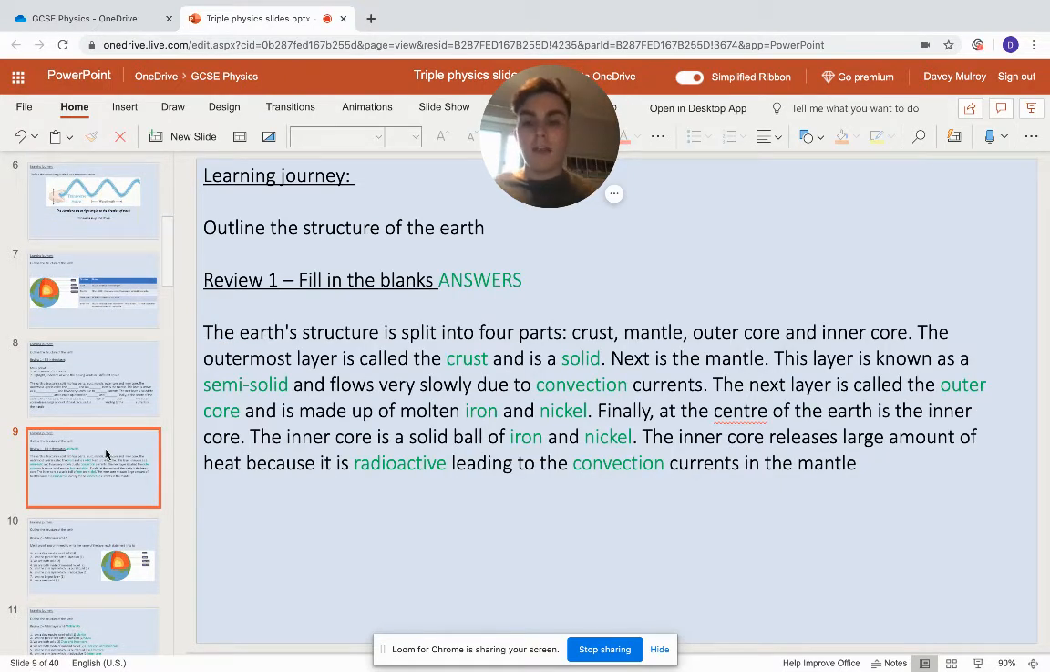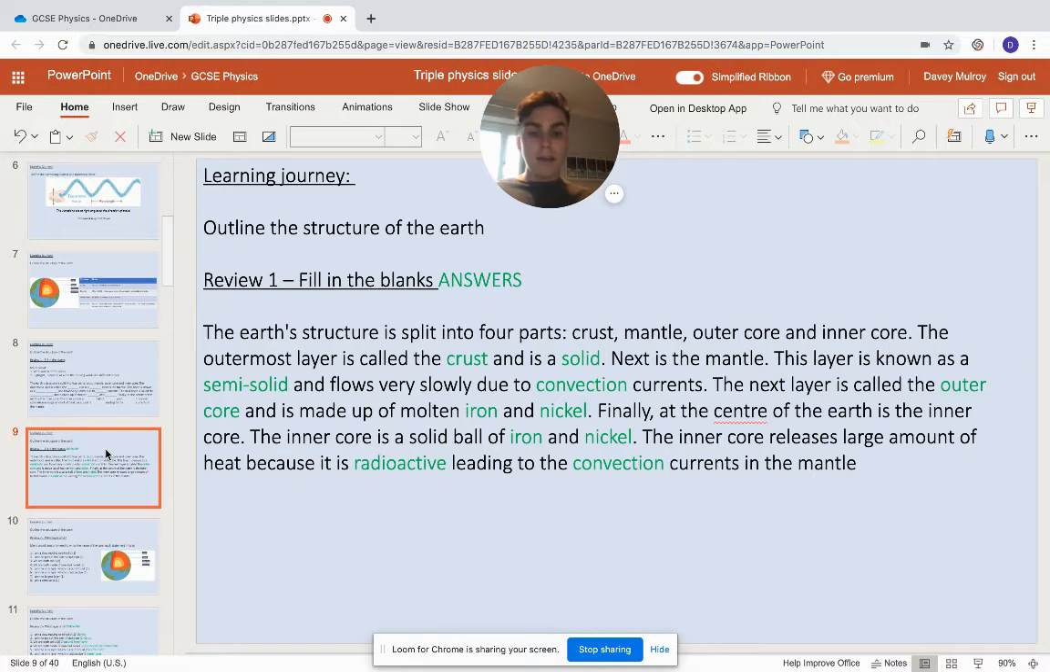Here we got the answers then. So let's go through these together. The Earth's structure is split into 4 parts: the crust, mantle, outer core, and inner core. The outermost layer is called the crust and is a solid. Next is the mantle. This layer is known as a semi-solid and flows very slowly due to convection currents. The next layer is called the outer core and is made up of molten iron and nickel.